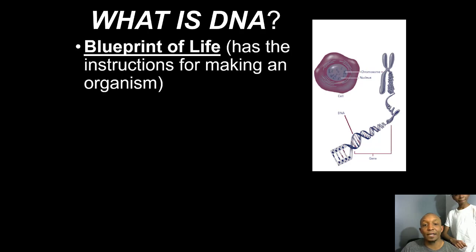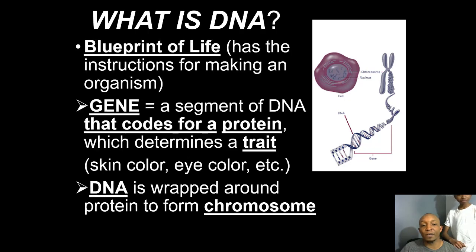So what is DNA? DNA is the blueprint of life. It has the instructions for making an organism. A gene is a segment of DNA that codes for a protein which determines a trait, such as skin color or eye color. If you look at me and my son, a lot of people say we look awfully alike. So we have certain genes or traits that are very much in common. And DNA is wrapped around a protein to form a chromosome.